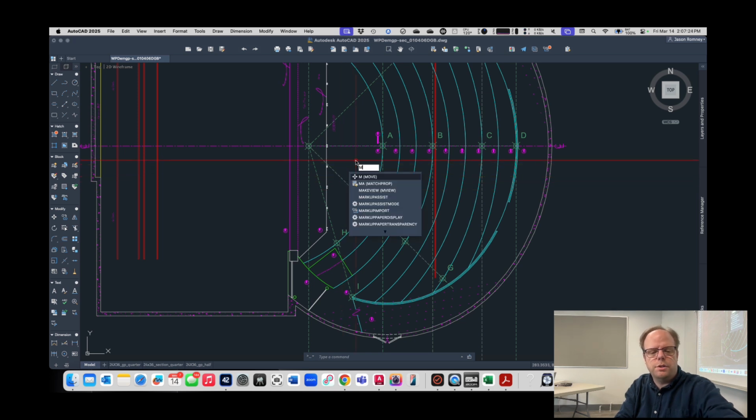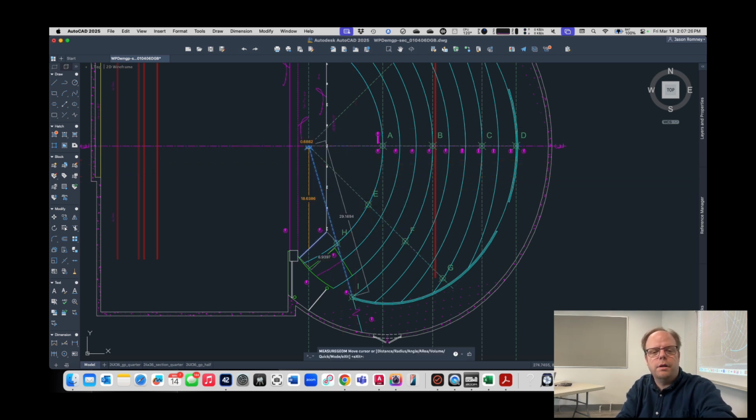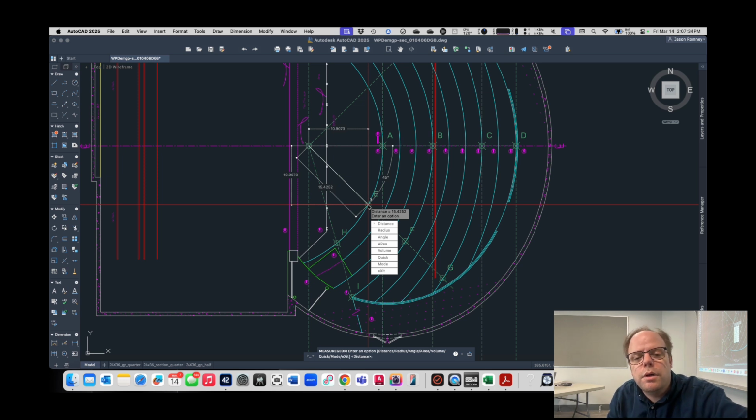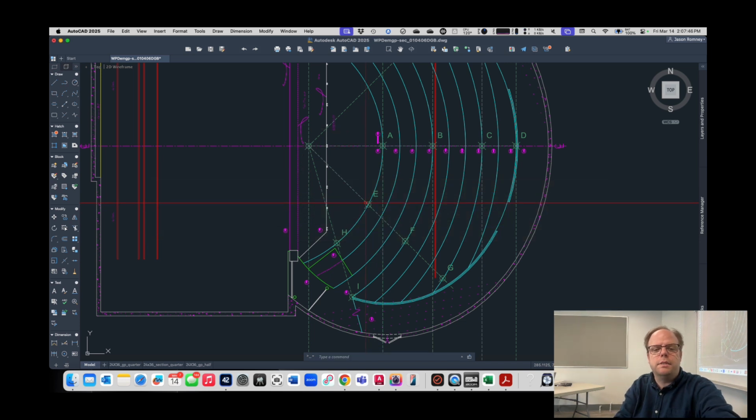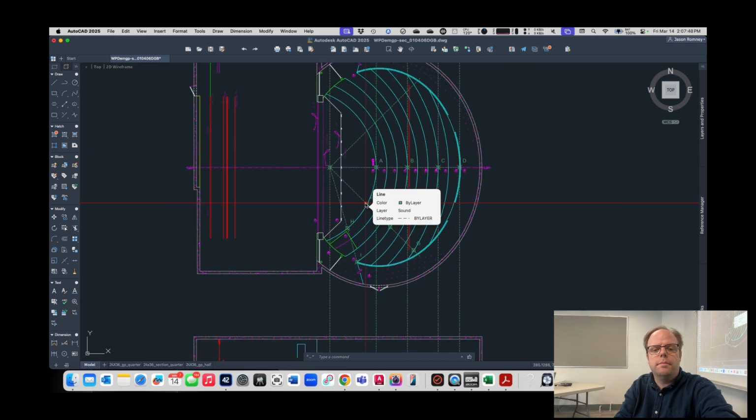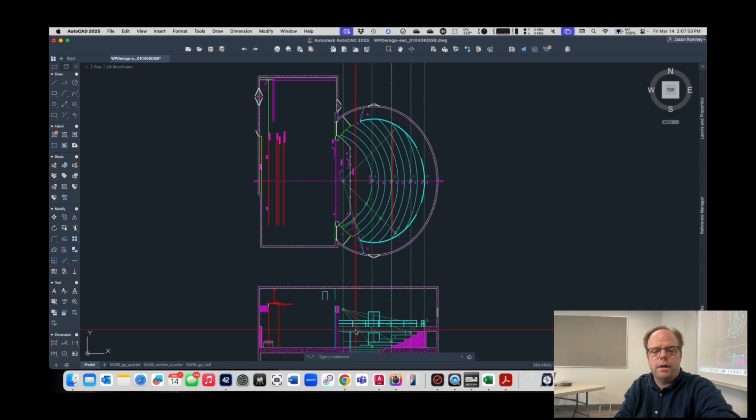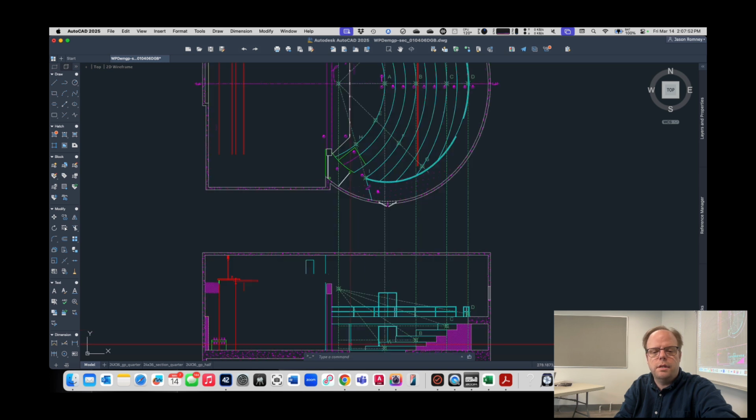So to figure this out, I am first going to just measure one side of this triangle from here on the ground plan. So I'll go from the loudspeaker to seat E, which is 15.4252. So that'll be my A distance. And then for my B distance, I need to get the height part of it.